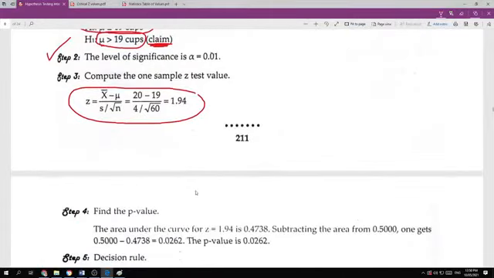The p-value is 0.4738. So meaning, after I solve for Z, I'll use the Z table. I will find the value of the P for that Z value. So it's 0.4738. Now, why is there a need to subtract this from 50?